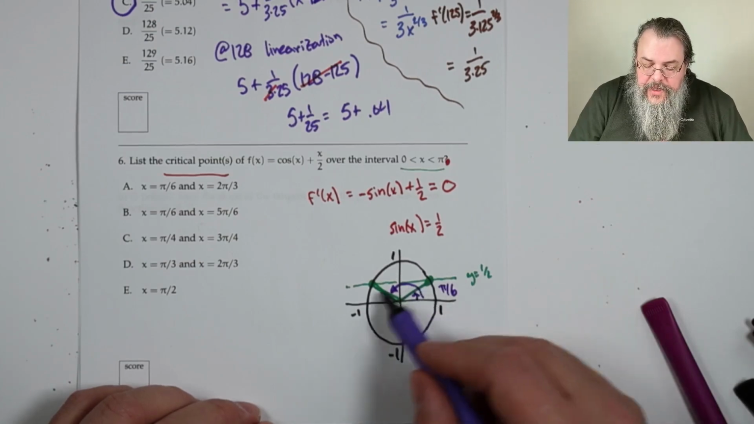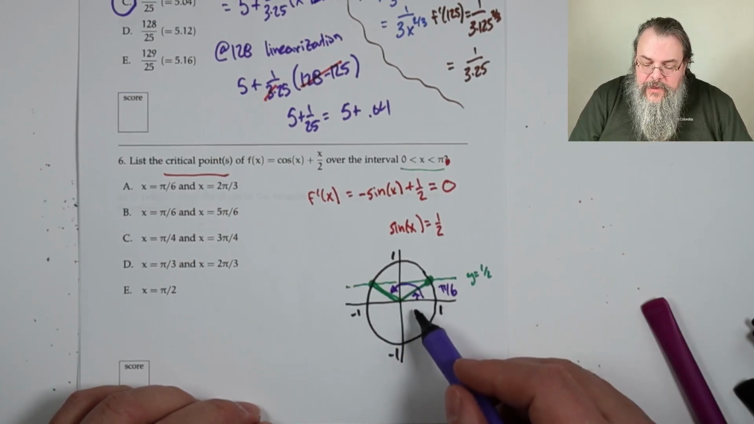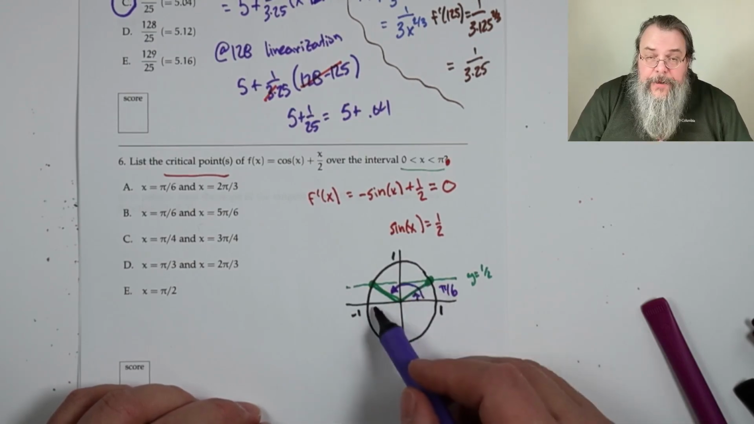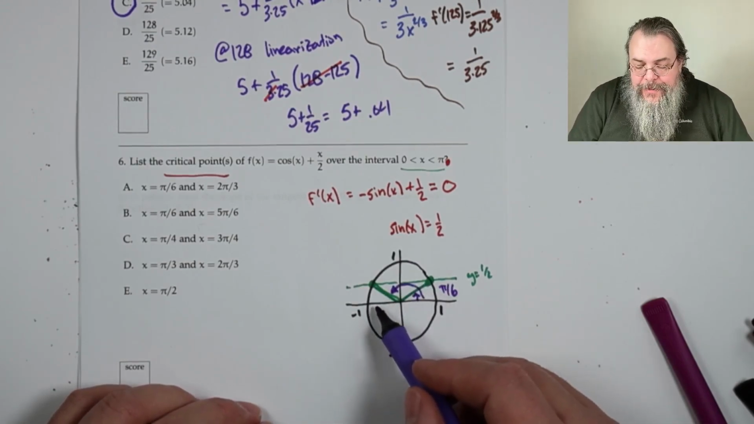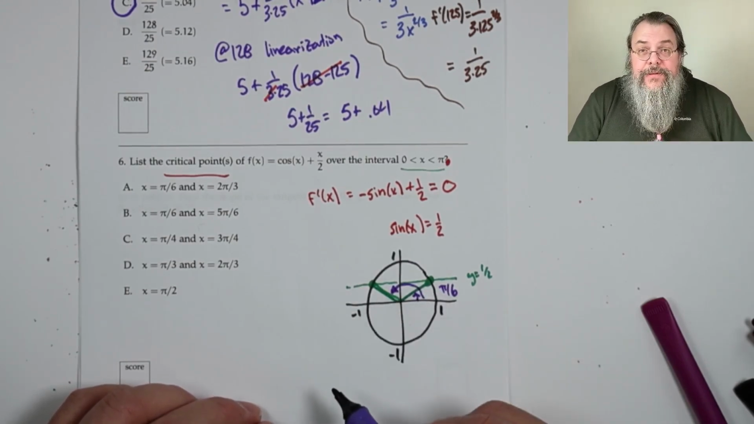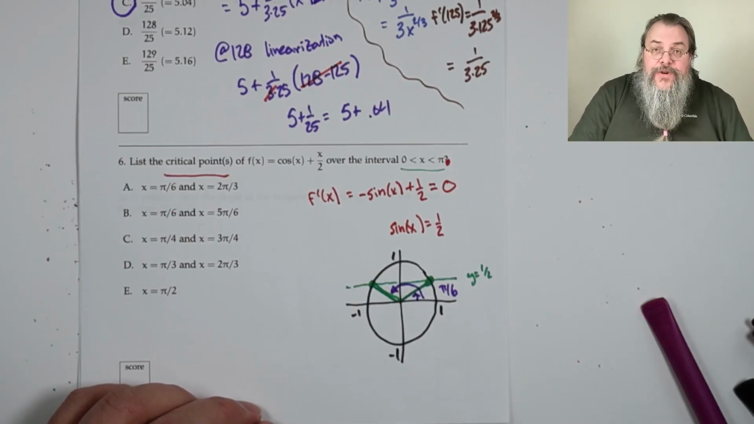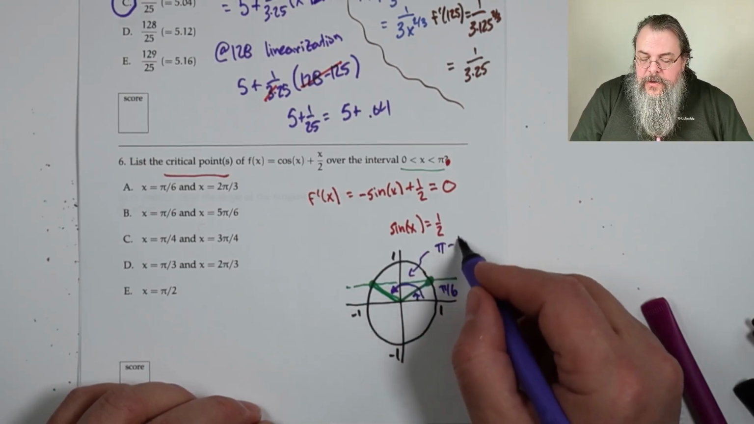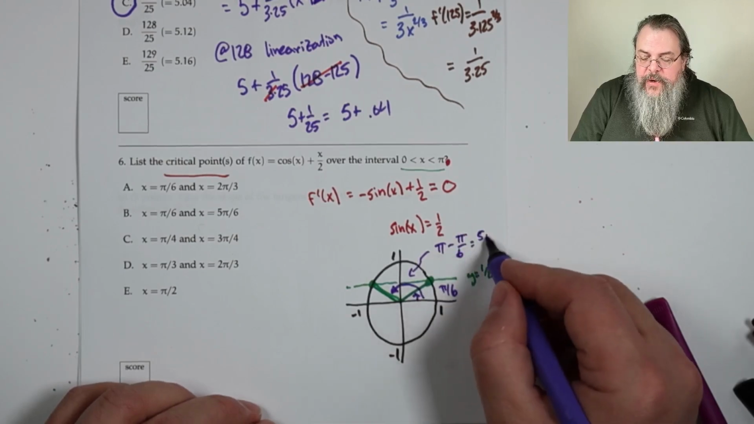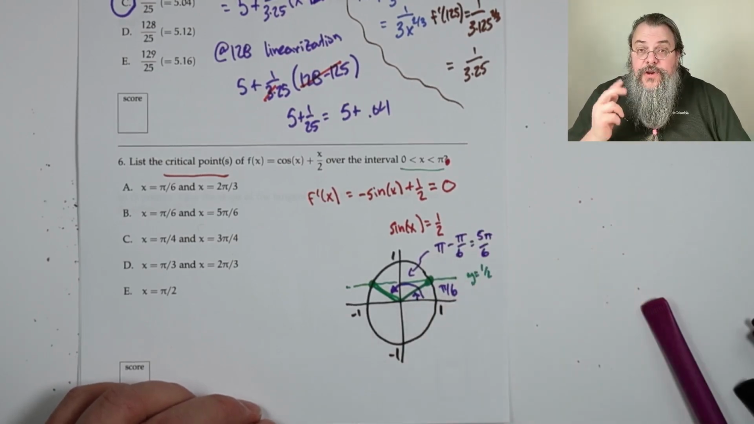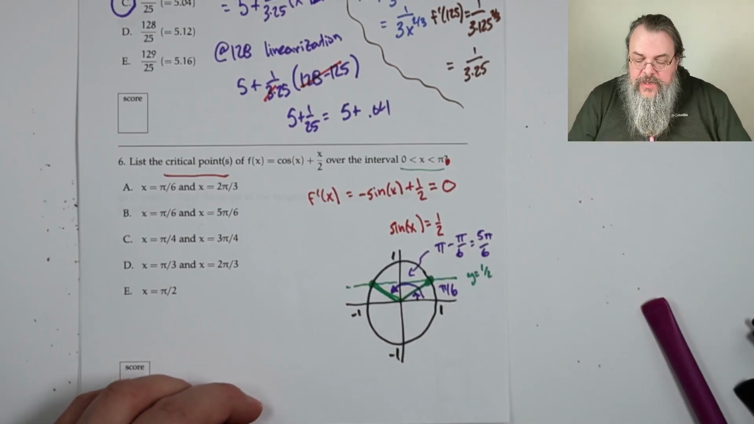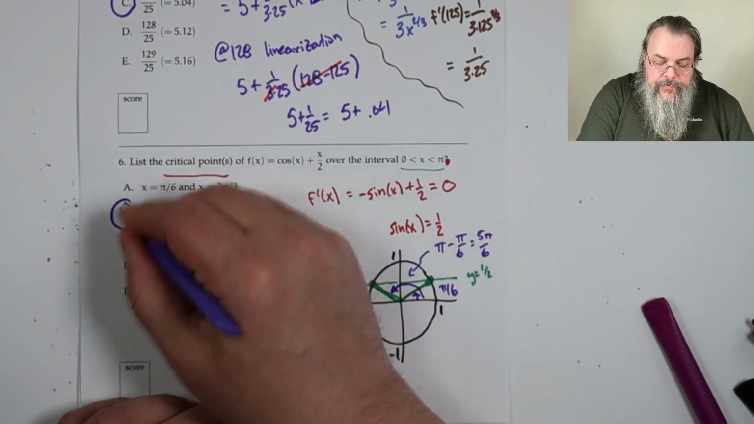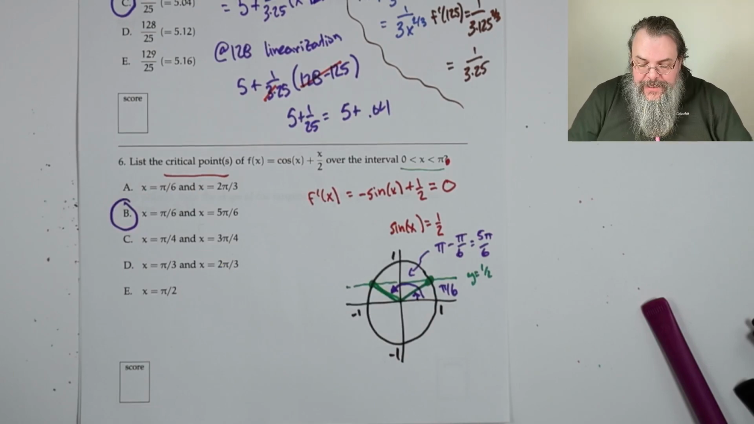What about this other angle? Well, you can think of it like a mirror. It's like we went halfway around, that's pi, then went back by pi over 6. So it's pi minus pi over 6, which would be 5 pi over 6. So we are looking for an answer which has pi over 6 and 5 pi over 6. So our answer was B.